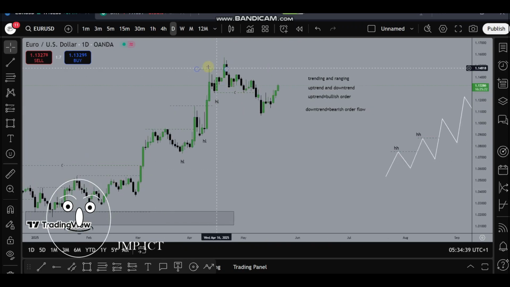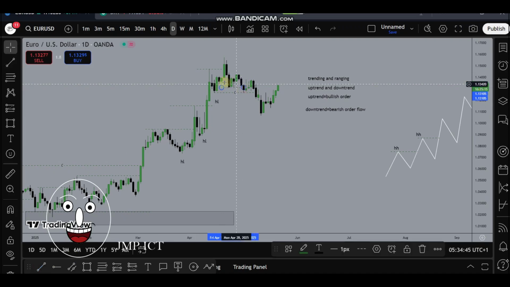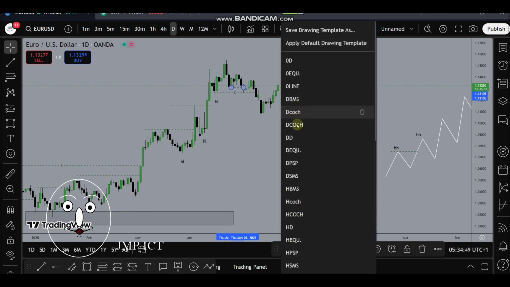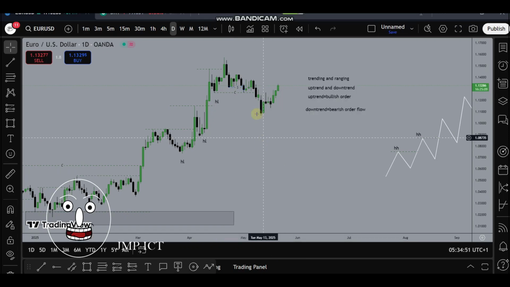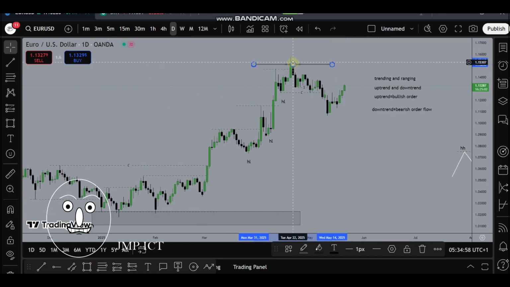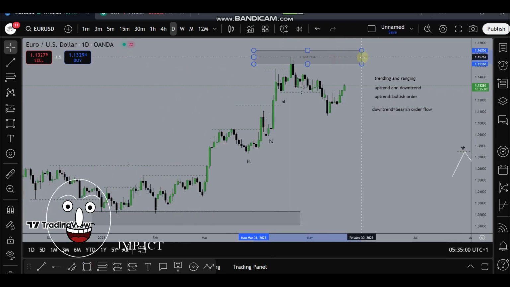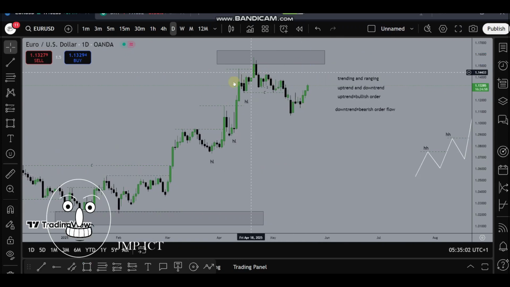Also, there was a shift in market structure here before we had a change of character. So whenever price trades into a key level, there's a key level here, but I'm not here to show you how to mark a key level for now. So you can see that if there's a key level here, price shifted market structure and now shifted order flow at the same time. So there is a downtrend here.